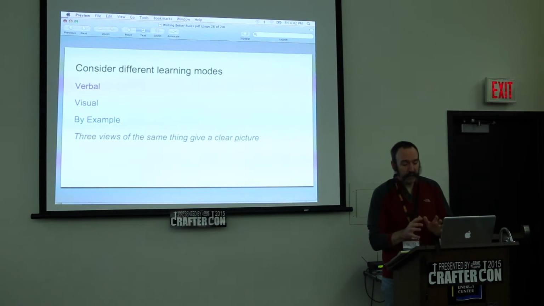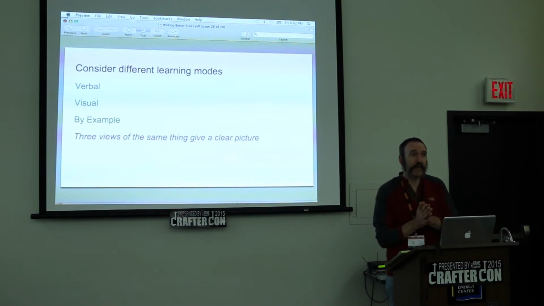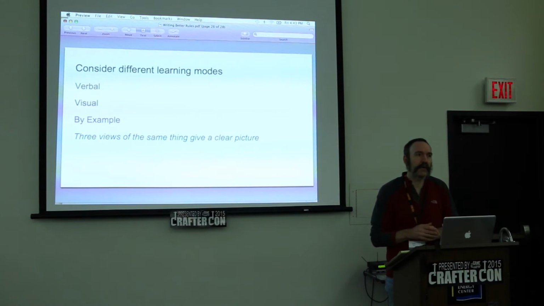That's something that a lot of the rules sets that we look at in the Game Crafter are missing. They don't have good examples in them, and they frequently don't have good diagrams, because a diagram takes a lot more work to come up with.